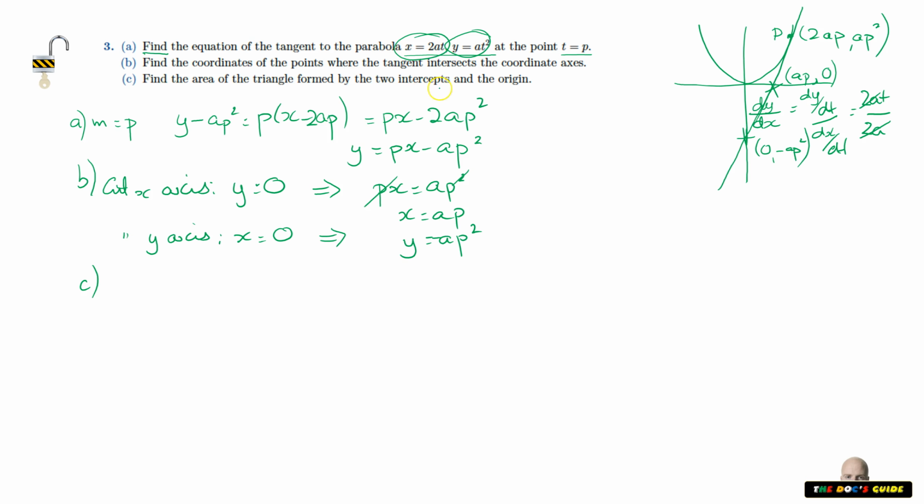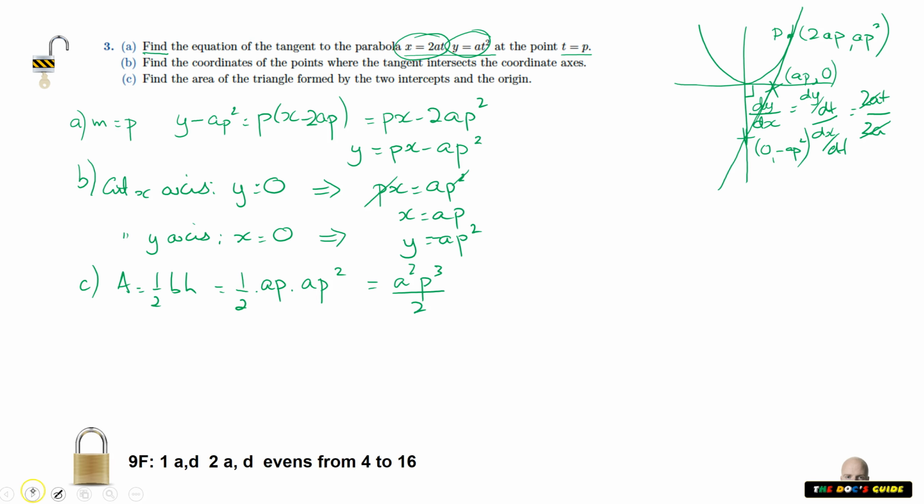Part C, find the area of the triangle formed by the two intercepts and the origin. Okay, so now it's straightforward. That's a right angle triangle. Area of the triangle is half base times height. Doesn't matter which one you think of as the base and which one is the height. So it's a half of, let's take this as the base, ap, times the height. So the magnitude of that height is ap squared. We don't put the negative in, it's just how far it is. So our answer is going to be a squared p cubed on 2, and that's the area of the triangle.